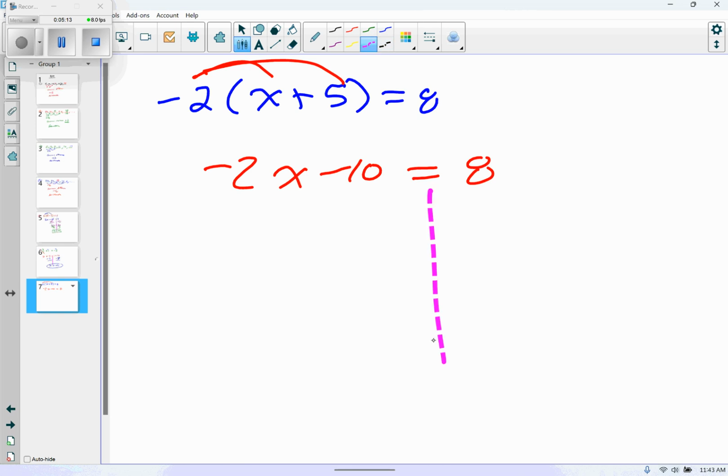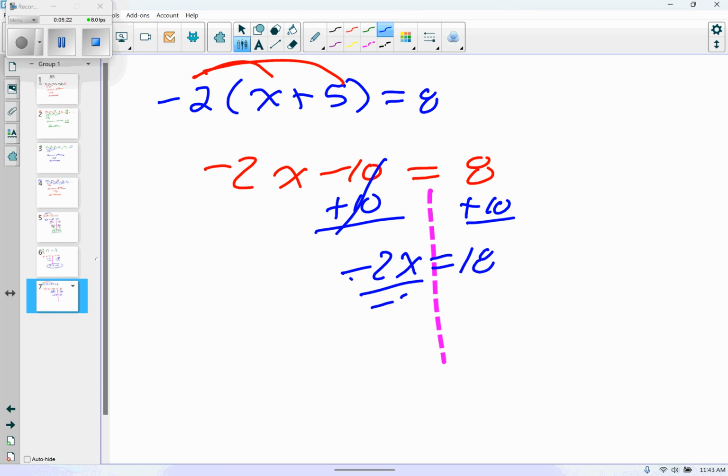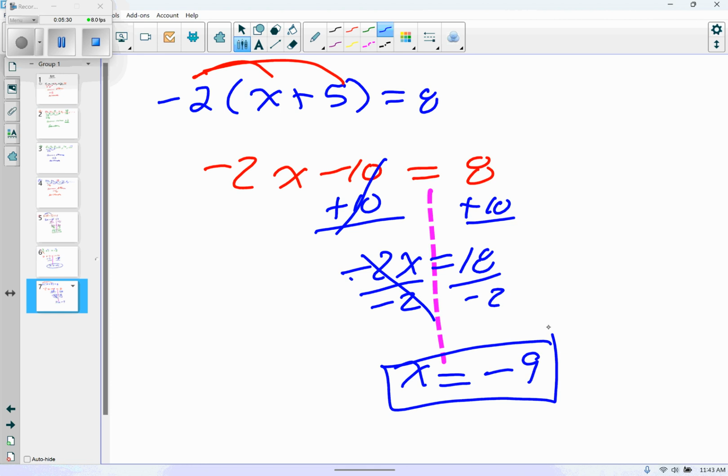So now we're going to go ahead and make that our equal sign. We're going to add 10 to both sides. Those cancel out. Divide each side by negative 2. Those cancel. So our answer is going to be negative 18 divided by 2, which is 9. So x equals negative 9.